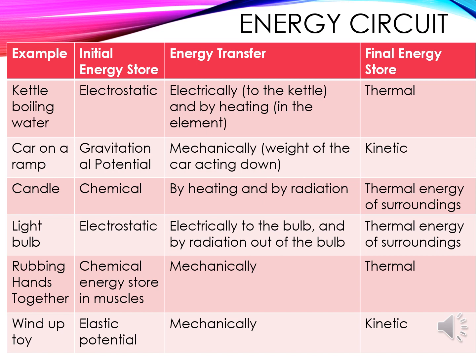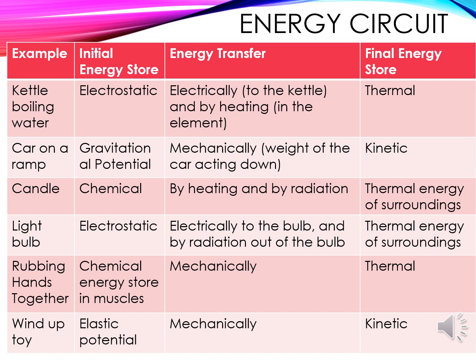With a candle, the wax and the wick itself have chemical energy. And the energy transfer is by heating and radiation. Heating and radiation come together quite a lot. The final store then is thermal energy to its surroundings. There's also light energy as well.